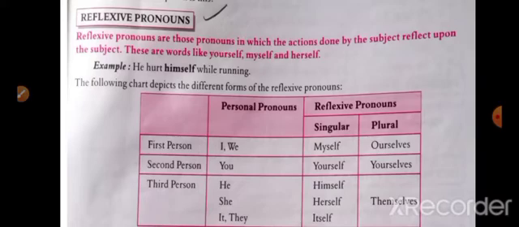First person, personal pronoun I, we. This we have discussed in the personal pronouns. Reflexive pronoun, for singular what we use and for plural what we use. In first person we use myself and for plural we use ourselves. In second person we use for singular yourself and for plural we use yourselves. In third person we use for singular himself, herself, itself, and for plural we use themselves.